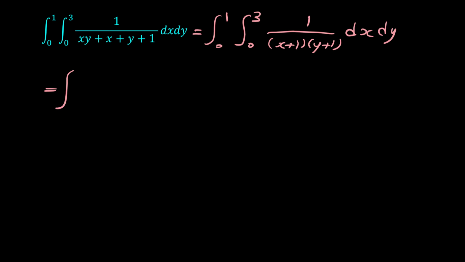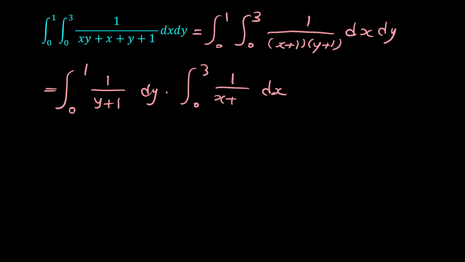Now simply we can write this in the form of integral 0 to 1 for dy, integral 0 to 3 for dx. The part that is related to y is 1 over y plus 1. The part related to x is 1 over x plus 1. Here, attention, because the derivative of the expression in the denominator is exactly in the numerator, the first integral is ln of the denominator, ln of y plus 1 from 0 to 1, times ln of the denominator for this one, ln of x plus 1 from 0 to 3.